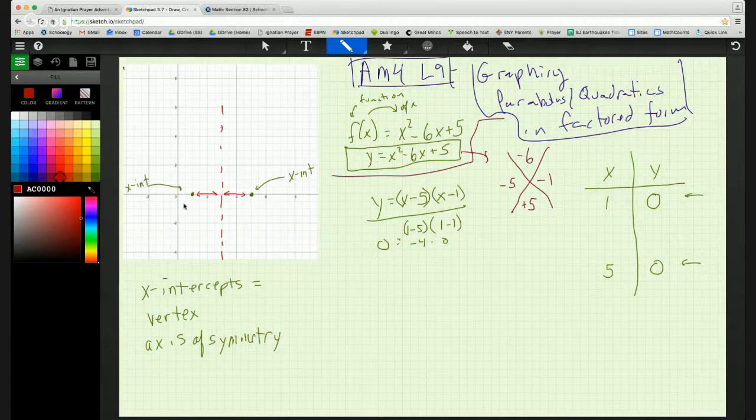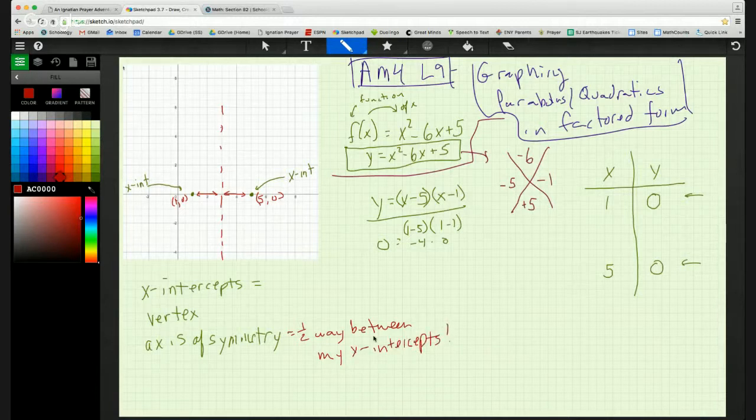Okay, so if this point here is 1, 0, and this point is 5, 0, we actually have everything we need to know to find this axis of symmetry. Well, could it be at 2, 0? No, because it's got to be halfway. The axis of symmetry is halfway between my x-intercepts.